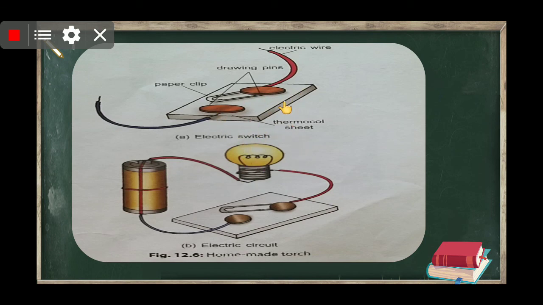And here, as you can see, is how you can make an electric switch on a thermocol sheet. You just take the two tag boards and connect them with the pin. If you attach the pin, you close the circuit, and then the current will flow. If you remove this pin, the current will not flow. The circuit will be broken, and hence the bulb will stop glowing.